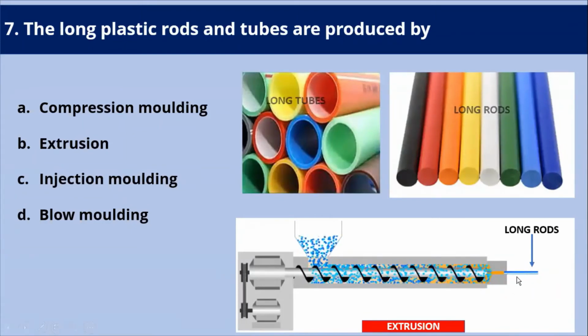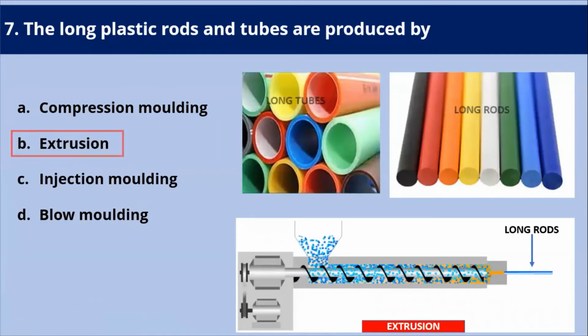So, and then according to the length, we can cut the rod or the tubes by some shearing option, or a cutter is placed there. And that's why our answer is the long plastic rods and tubes are produced by the extrusion process.